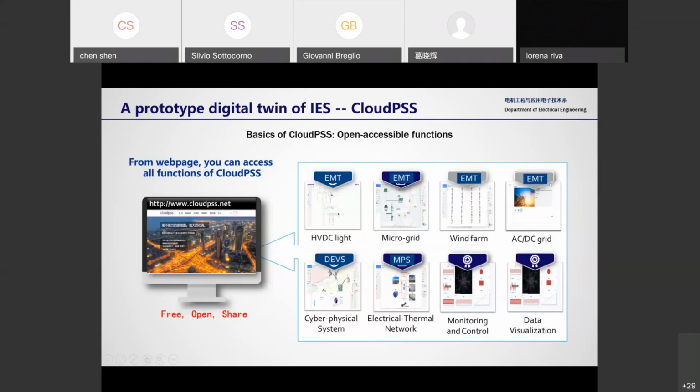So far, there are many functions that can be accessed through the internet for free. And here I illustrate some functions that the Cloud PSS has. For example, the Cloud PSS can simulate HVDC light, microgrid, and wind farm cyber-physical systems.